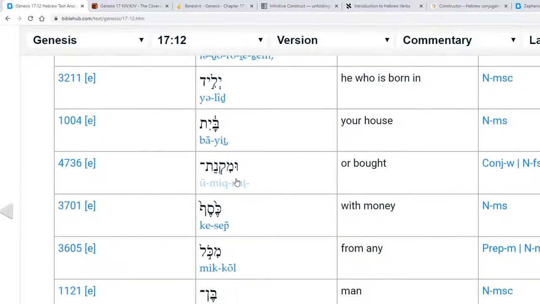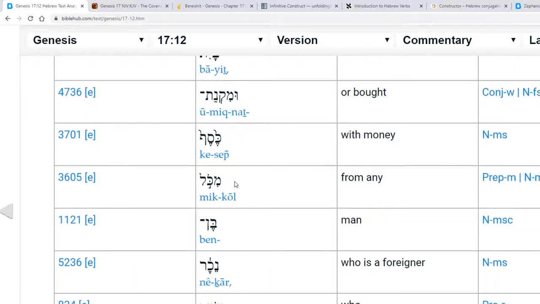U miknat, so conjunctive vav. Miknat comes from the root kof nun hey, which means to purchase. Mikna is something that was bought, right? Miknat, it's because it's in the construct with money, right? Miknat kesef, something that was bought with money, right? Miknat kesef, purchase of money. Yeah. U miknat kesef. Kesef literally means silver, but it means money because silver was used as money. It's become that it means money in Hebrew.